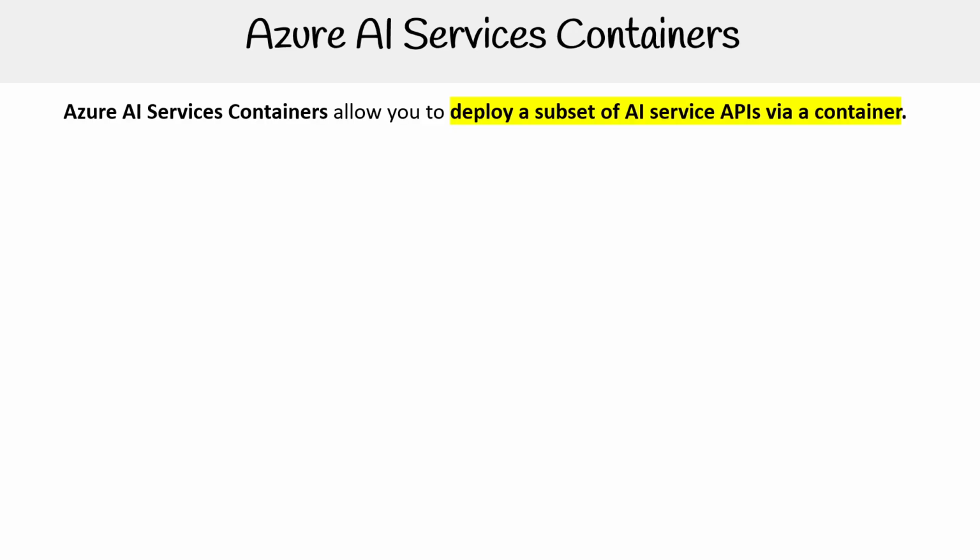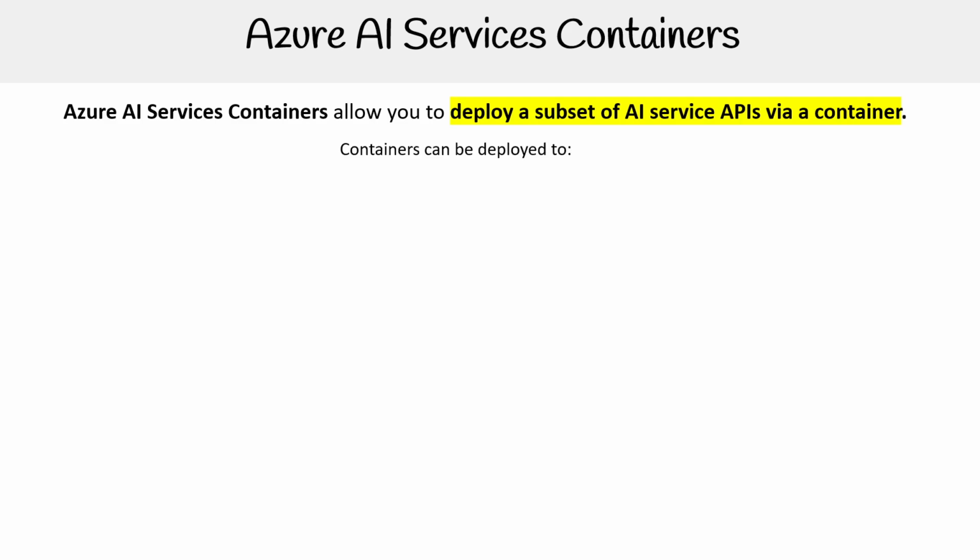So, Azure AI Service Containers allows you to deploy a subset of AI Service APIs via container. What does this mean? Well, we know that Azure AI Service is a resource you spin up, right? That gives you access to computer vision and all these things. But the idea is that the actual inference, the binaries that actually do the work, are on these containers. Why would you want that as a container?